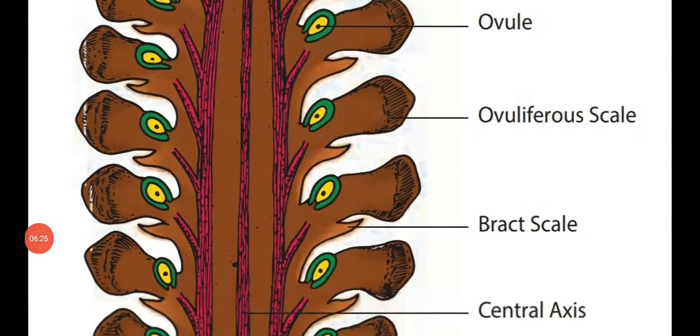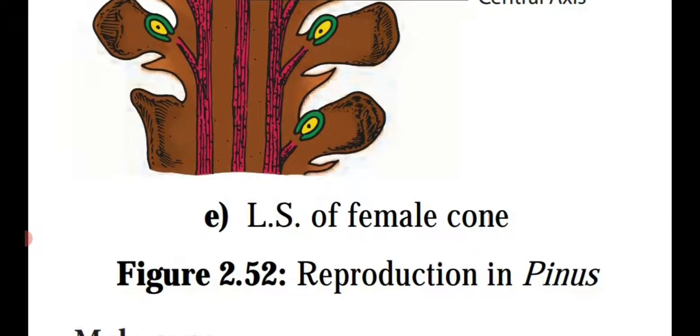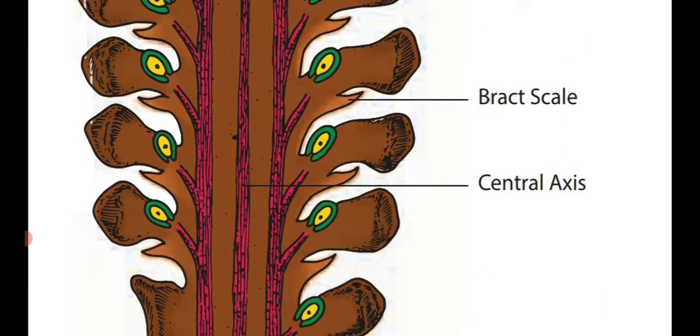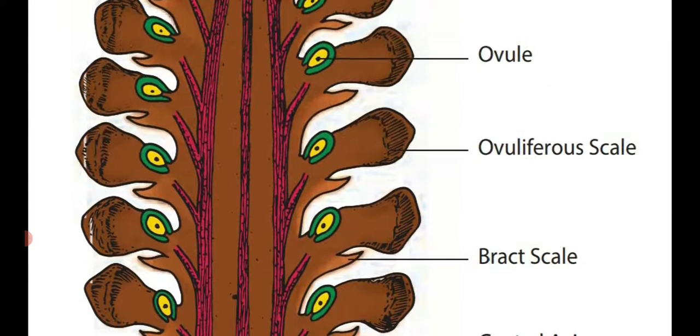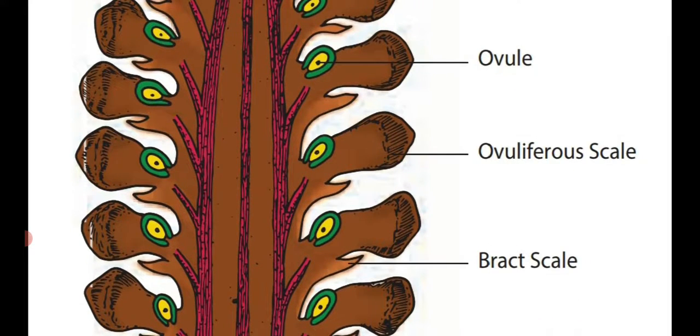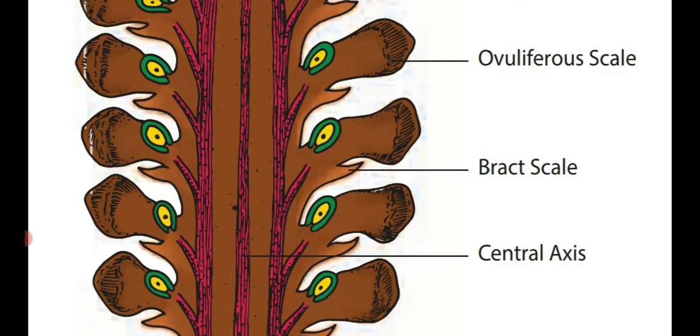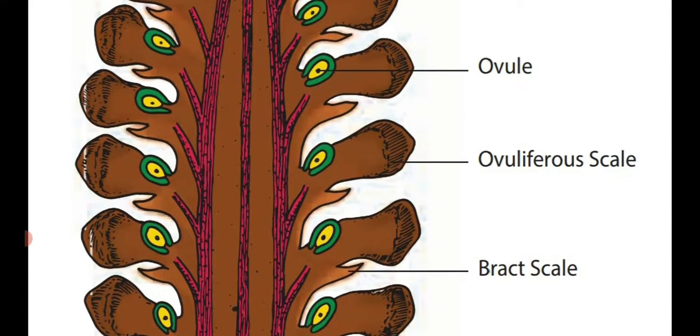Dear students, this is the longitudinal section of female cone. Like male cone, they are also having the central axis. Then they are having the megasporophyll. At the base of the megasporophyll, they are having small scaly leaves, known as bract scale. Then the scaly leaves are known as ovaliferous scale.